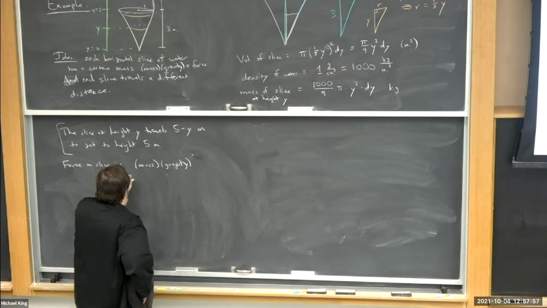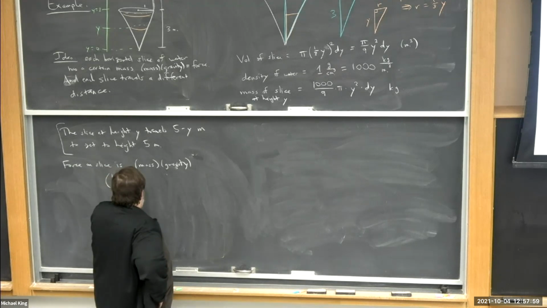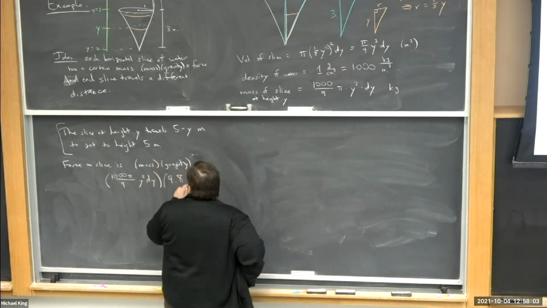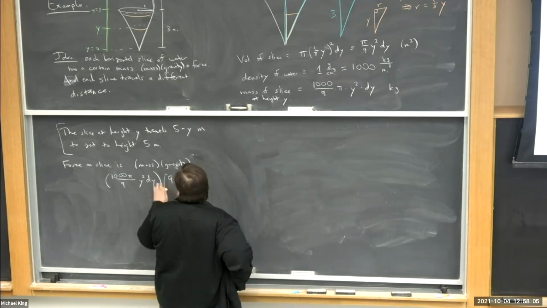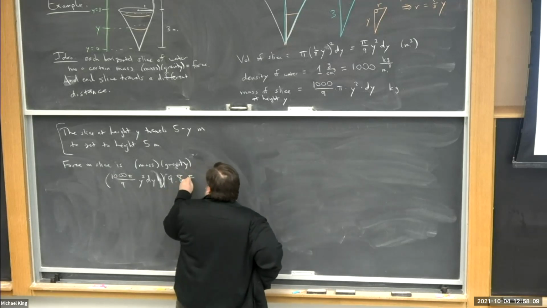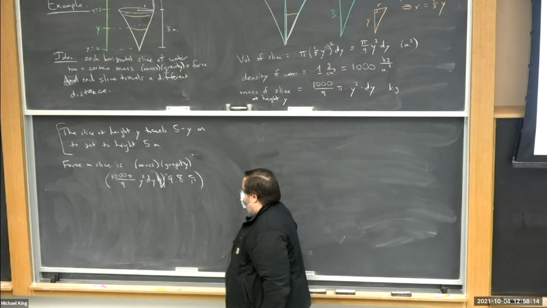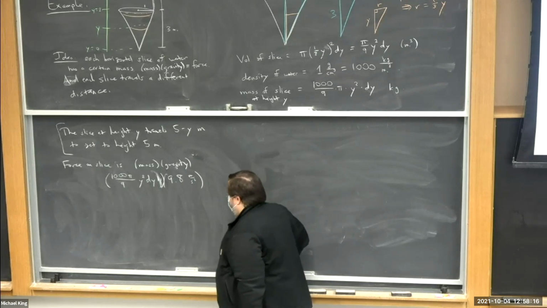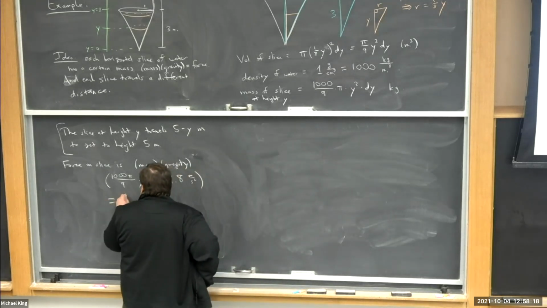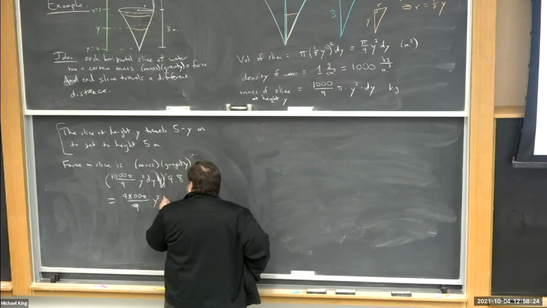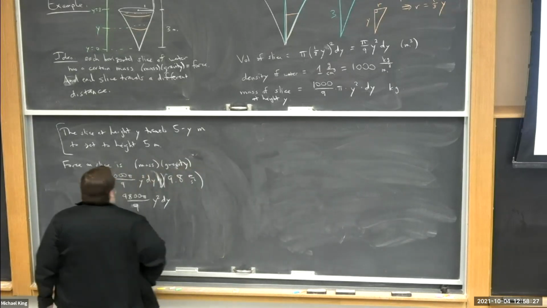Okay, so 1000 pi over 9 y squared dy times 9.8. I mean, I guess this is kilograms. This is meters per second squared. So 9.8 times 1,000 is 9,800. Sure, I could make this some nicer number, maybe. Okay, so that's the force on the slice.